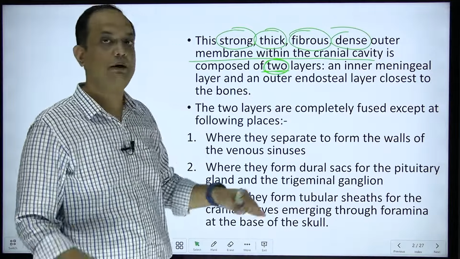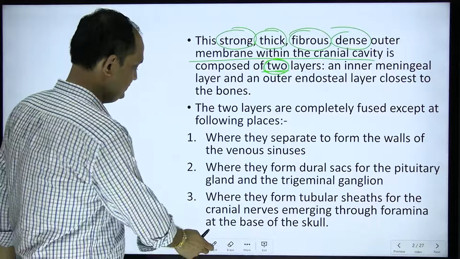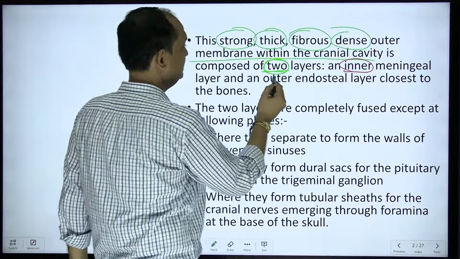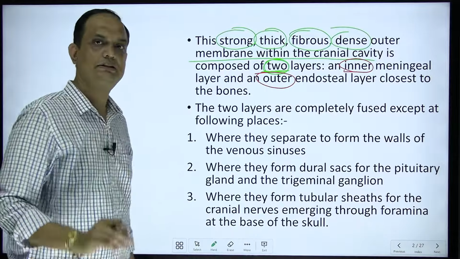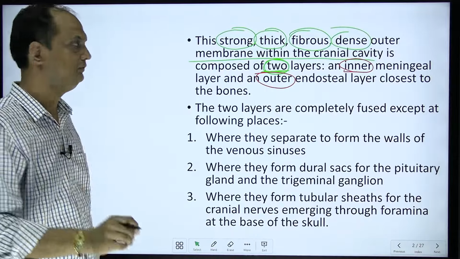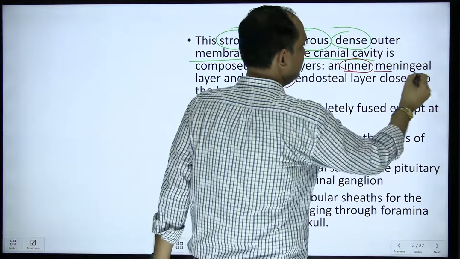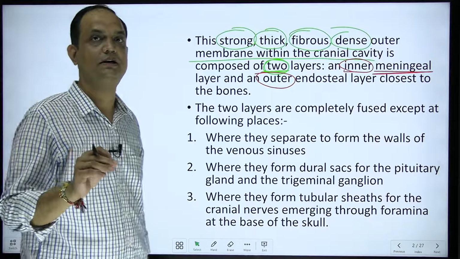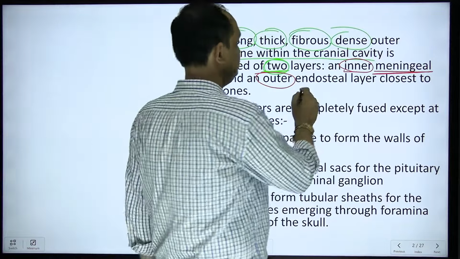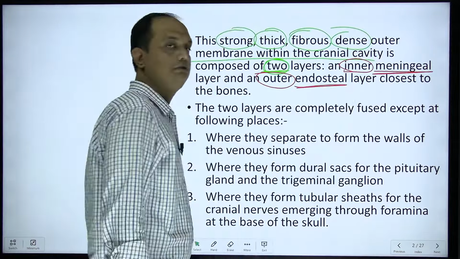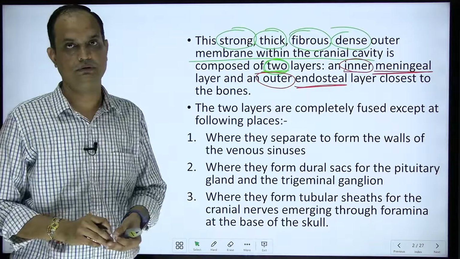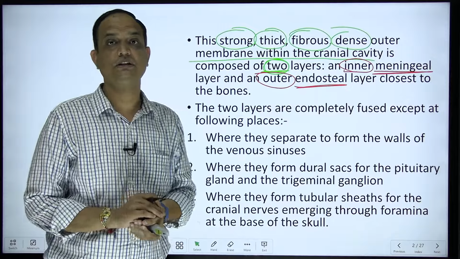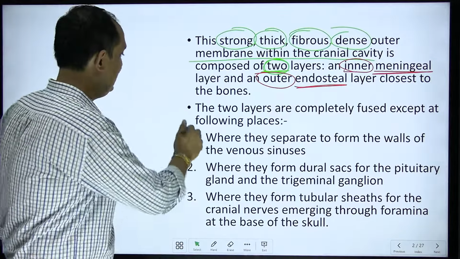So when we talk about the dura inside the cranial cavity, it is made up of two layers. One is the inner layer and another is the outer layer. Now the inner layer is simply known as the meningeal layer of duramater, or I should say the proper dura, while the outer layer is nothing but the periosteum, and it is known as the endosteal layer, which is closest to the bone. Clear? Now the two layers are completely fused to each other except at some places, and this is the question of your exam.